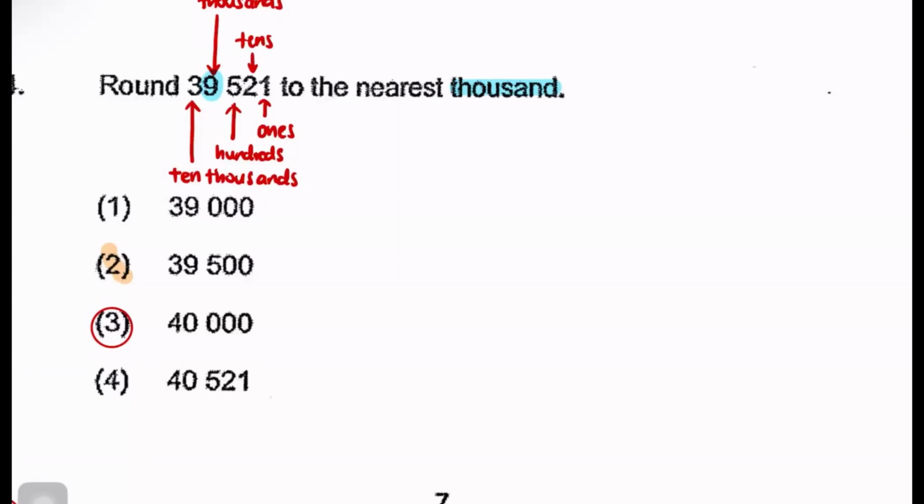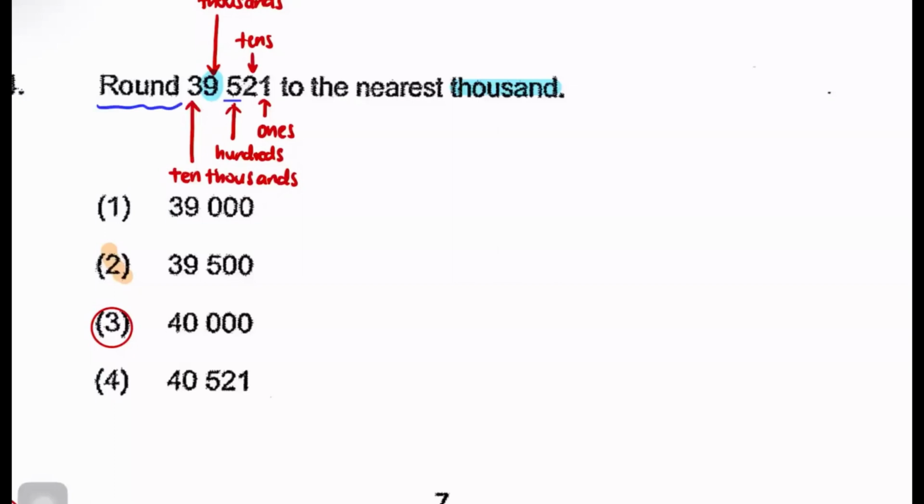Okay, after you have identified the correct digit, the next step is to look to your right. What is the digit to the right of 9, Faith? What is the digit on the right-hand side of 9? 5. Okay, the digit is 5. For 5, do we round up or do we round down? Very good. Round up.